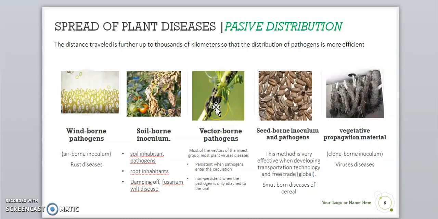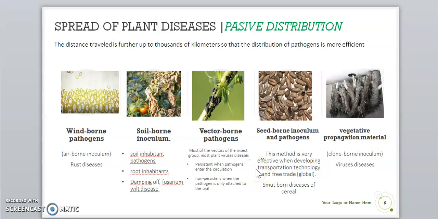Usually most vectors are in the insect group, most plant viral diseases. Now there are two kinds of viruses in the vector: persistent and non-persistent. Persistent is when the pathogen enters the circulation of the insect, and non-persistent is when the pathogen is only attached to the mouthparts of the insect, not in the circulative. Okay, this is vector-borne pathogen.